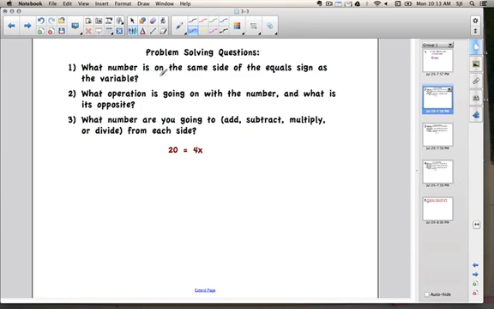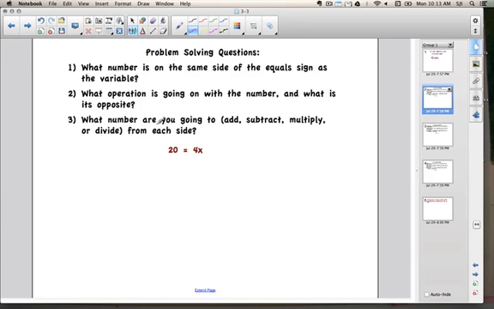question is, what number is on the same side of the equal sign as the variable? So if I look here, I find the variable right here, and the number that's on the same side of the equal sign as this variable is 4. So the answer to question number 1 is 4. Question number 2, what operation is going on with that number, and what is its opposite? Well, multiplication is going on with this 4, and the opposite of multiplication is division. Just like addition and subtraction are opposites, multiplication and division are opposites. So the opposite of multiplication is division.